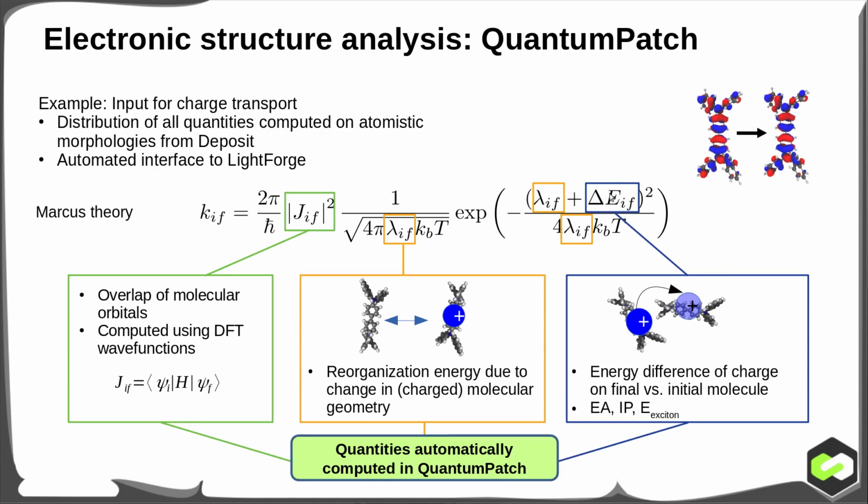So what QuantumPatch does is read in the morphology from Deposit and then run pairwise computations of these molecular orbital overlaps and compute distributions of orbital energies. As molecular properties change between a molecule in vacuum versus a molecule which is embedded in a thin film, QuantumPatch computes these quantities, taking into account the unique environment of each molecule on a full quantum mechanical level.